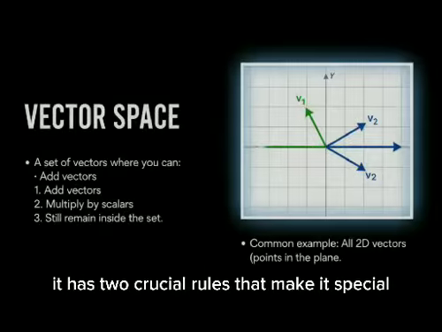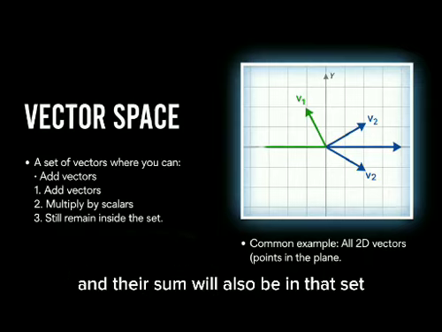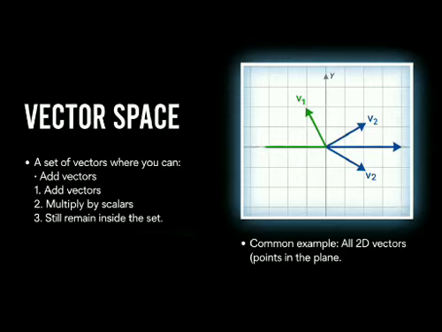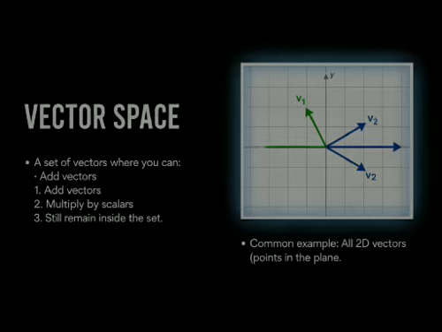A vector space is just a collection or a set of vectors, but it's not just any set. It has two crucial rules that make it special. Rule 1: You can add any two vectors from the set and their sum will also be in that set. Rule 2: You can multiply any vector in the set by any scalar, that's just a regular number, and the resulting vector will still be in the set.